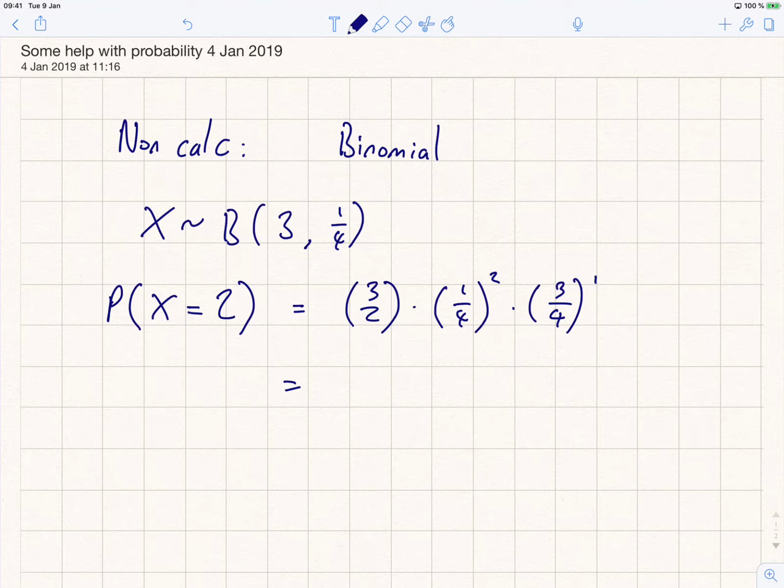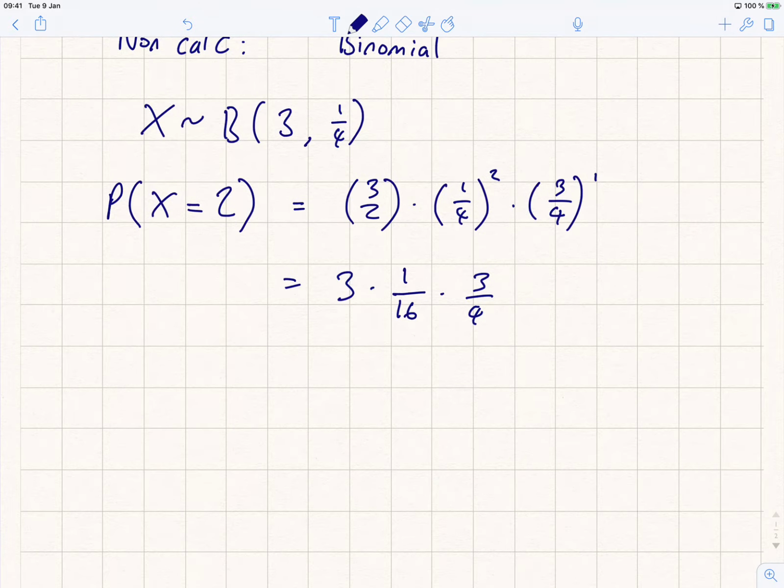3 choose 2 is 3. 3 choose 0 is 1. 3 choose 1 is 3. 3 choose 2 is 3. 3 choose 3 is 1. Anything choosing itself is 1. Anything choosing 0 is 1. Anything choosing 1 or 1 less than itself is itself. Confused? Remember, the square happens with both. 3 times 1 times 3 is 9. 16 times 4 is 64.